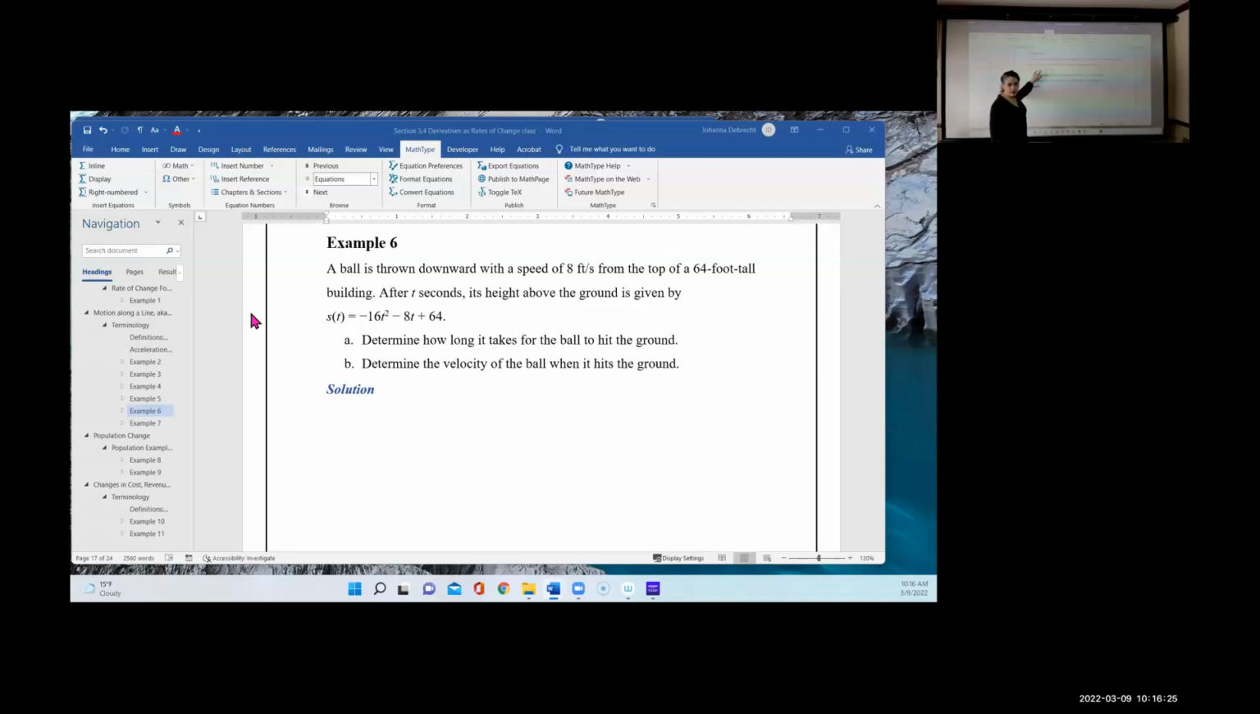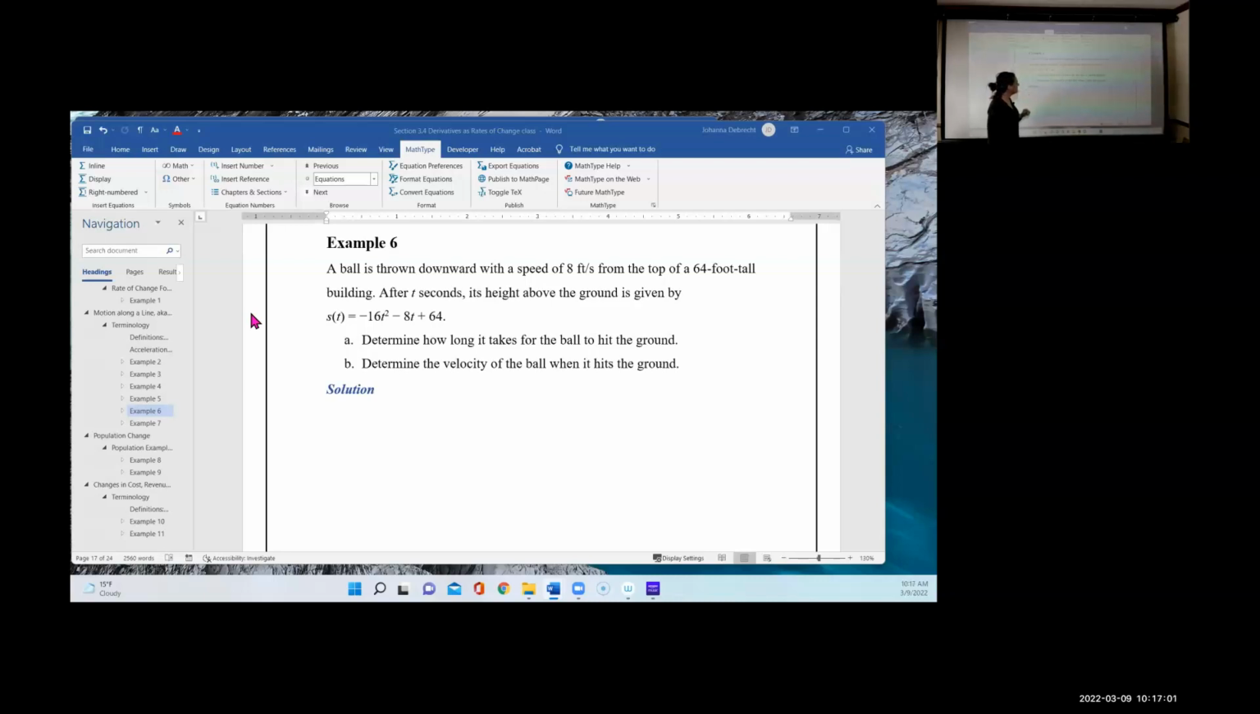-16 is half of 32 feet per second squared. That's the acceleration due to gravity. It's always going to be -16 t squared if it's gravity and you're measuring in feet. And from the top of the 64-foot building, the initial position is 64 feet. That's why we're adding 64. So each of the coefficients here represents something. The first coefficient represents half of the acceleration due to gravity. The second one is the initial velocity. And the third one is the initial position, all right?